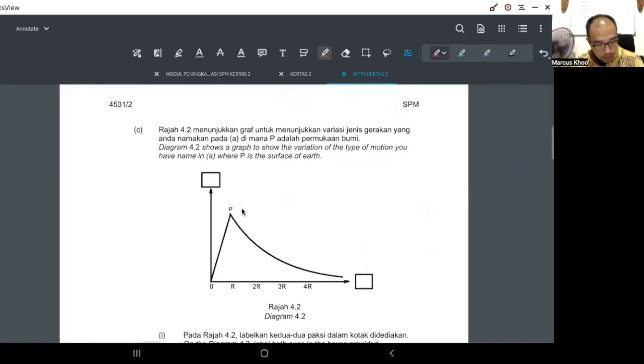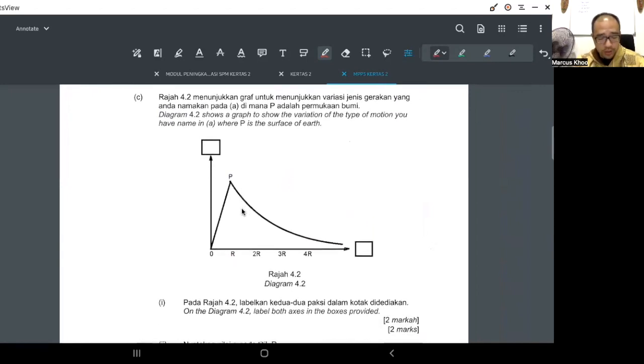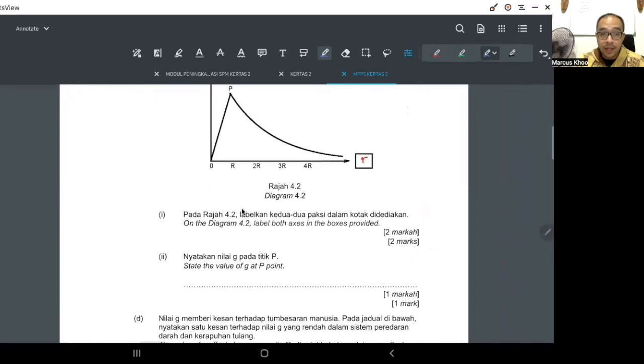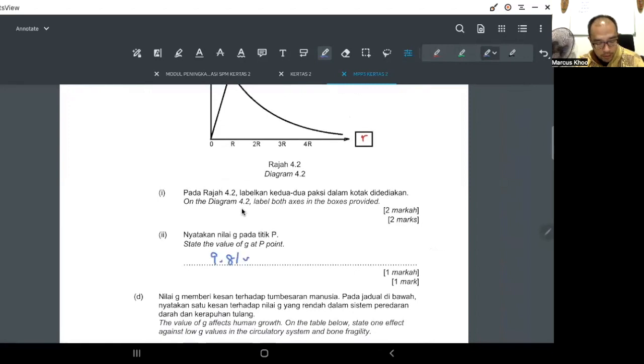Now, Diagram 4.2 shows a graph to show the variation of the type of motion you have named in (a), where p is from the surface of the Earth. First of all, label. This graph is actually in the textbook. This is the value of g and this is the value of r, how far you are away from the surface of the Earth. Then state the value of g at the p point. This one is a fact. It's 9.81 meters per second squared. Don't forget the unit.